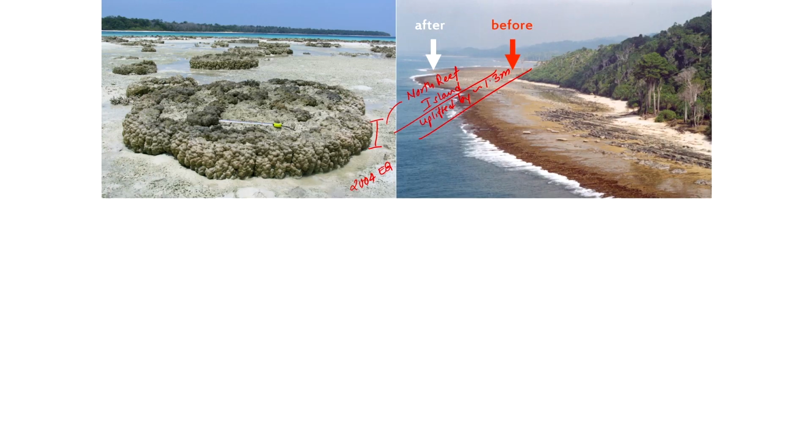Another example of the uplift, as we were discussing, is the coastline which is exposed. Before the earthquake, this was the low tide area, and of course this will be the high tide. But now the low tide is sitting here, and this is after the 2004 earthquake. So again this area has been uplifted, and this is from the west coast of Andaman Island.